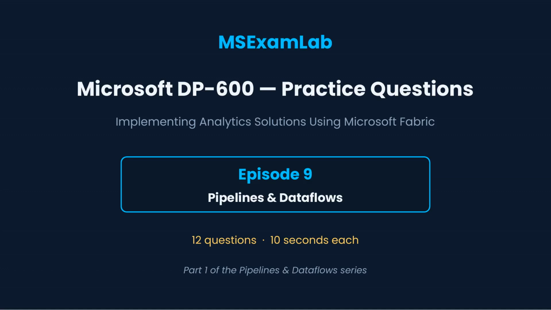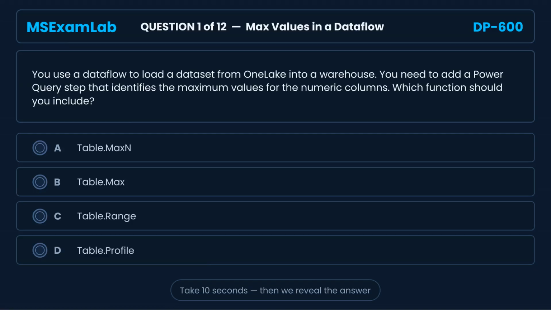Each question gives you 10 seconds. Let's begin. Question 1 of 12. You use a data flow to load a dataset from one lake into a warehouse. You need to add a Power Query step that identifies the maximum values for the numeric columns. Which function should you include? Review the options on screen. You have 10 seconds.